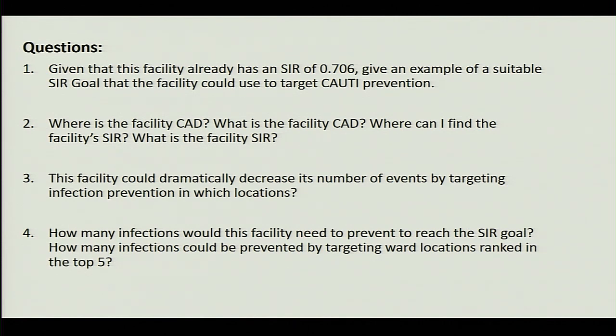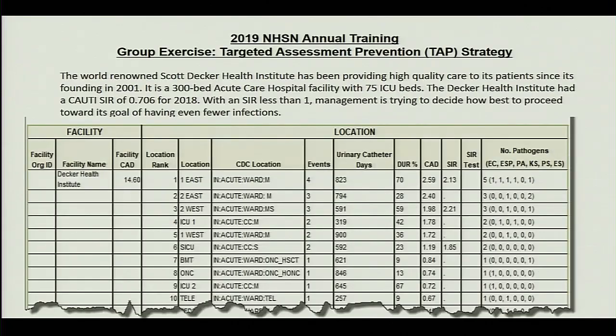And that leads us into question 4. How many infections would this facility need to prevent to reach the SIR goal? How many infections could be prevented by targeting the ward locations ranked in the top 5? So how many infections we would need to prevent to reach our SIR goal would be not 14.6, but 15 exactly. You can't prevent that fraction of an infection. So we would have to prevent 15 infections.